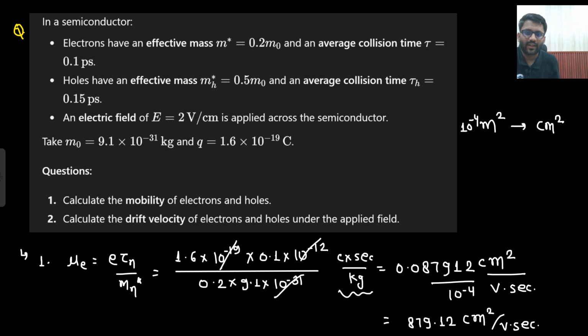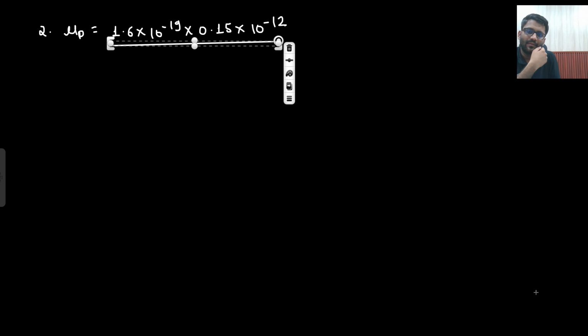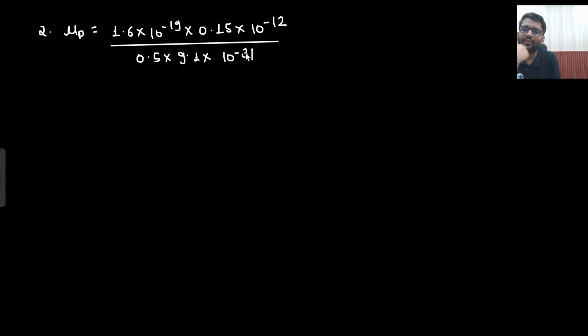So 1.6 into 10 to the power minus 19. What is the collision time? 0.15 picosecond, divided by 0.5 m naught. So 0.5 into 9.1 into 10 to the power minus 31. So again here as well. So 1.6 into 0.15 divided by 0.5 divided by 9.1.